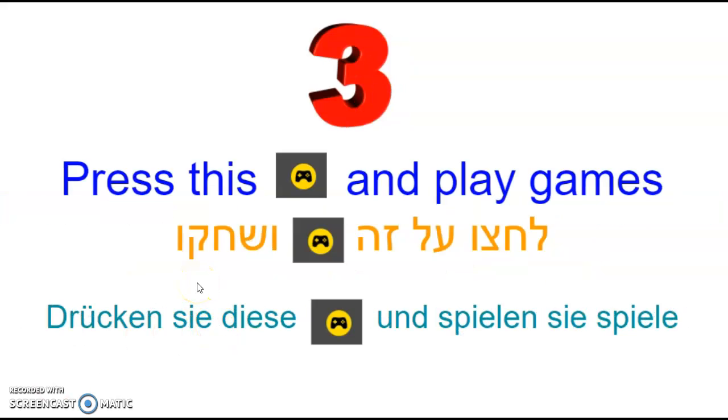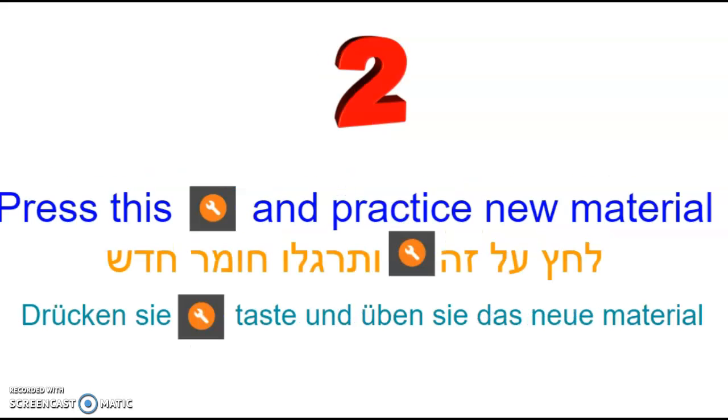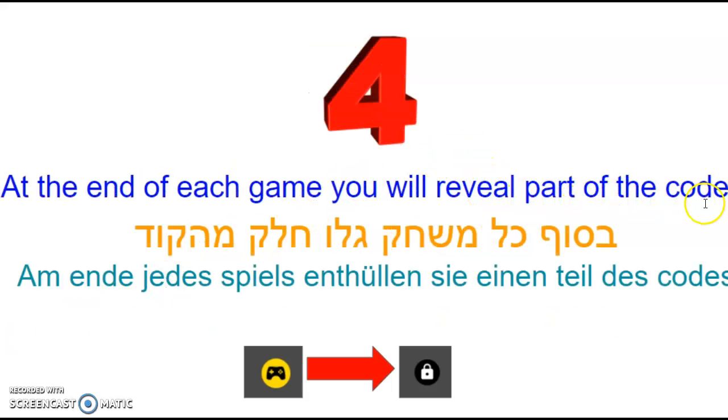The next thing you do once you feel you've learned the new material and you've practiced enough is you go to the gaming buttons. This is the fun part of the room because when you press the gaming buttons, not only do you game, but you also get to reveal part of the code which you will need in order to unlock your room and escape to freedom.